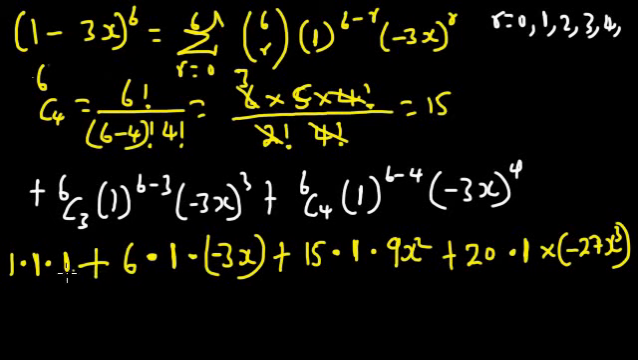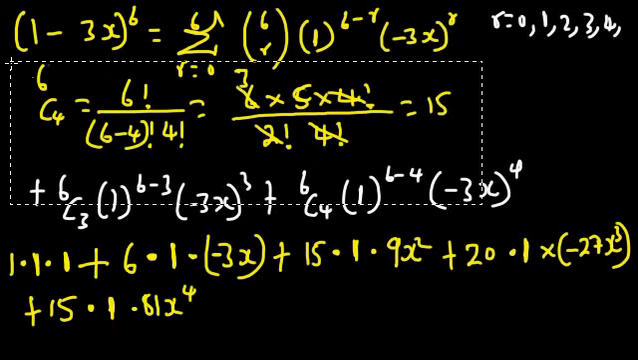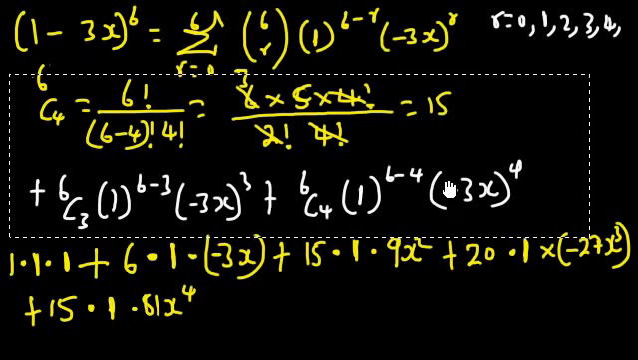3 times 5 still gives us 15. So that means for the last term, which is the 5th term, we have 15 times 1 raised to the power 6 minus 4, which is still 1, times negative 3x all to the power of 4 gives us 81x to the power of 4. Perfect. So now at this point, we can just simplify to the least form.